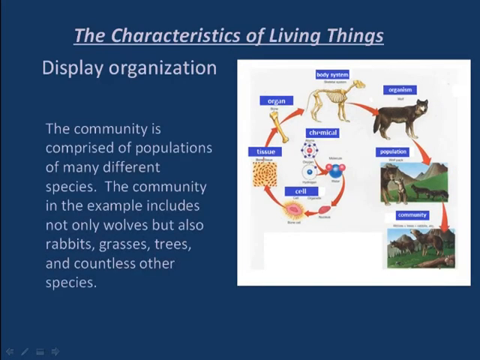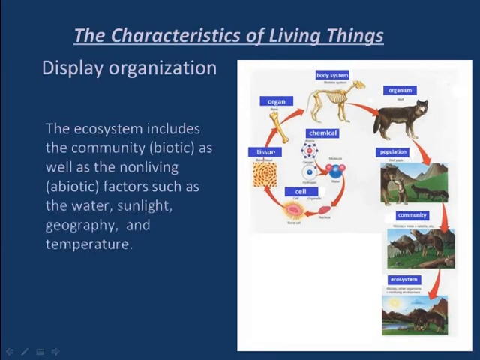A community is comprised of several populations of many different species. The community in the example includes not only wolves, but also rabbits, grasses, trees, and countless other species. Keep in mind that the community is made up of only living things. The ecosystem includes the community, also known as the biotic factors, as well as the non-living abiotic factors such as water, sunlight, geography, temperature, and many other things.